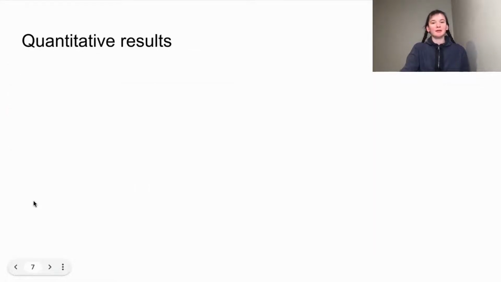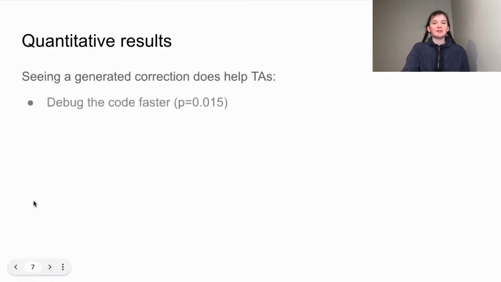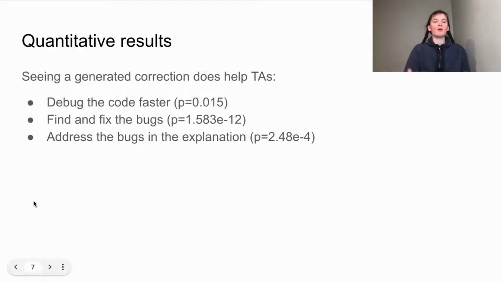Quantitatively, we found that seeing a generated correction does help TAs. Specifically, it helps them debug the code faster. It helps them be more likely to find and fix the bugs of the student code. And it makes them more likely to address the bugs in the explanation that they give to the student.